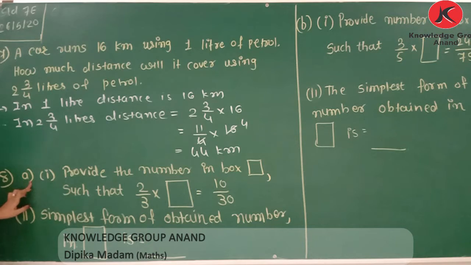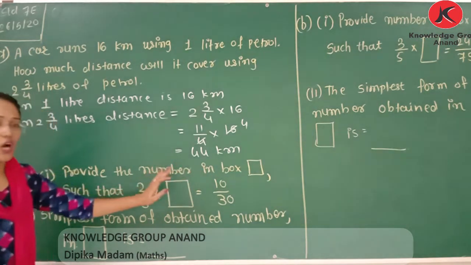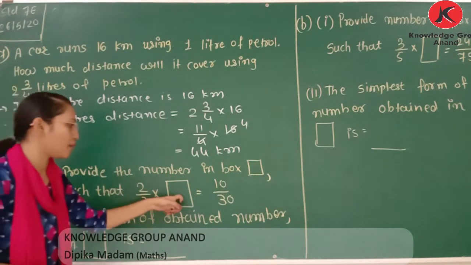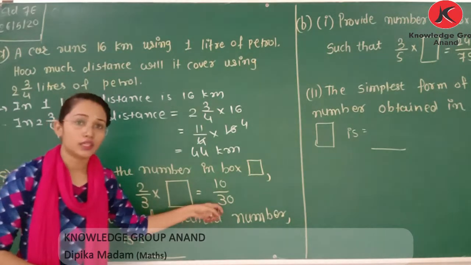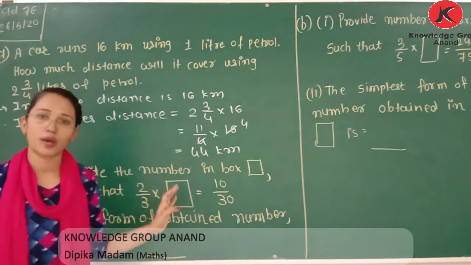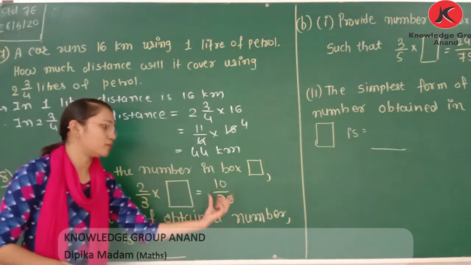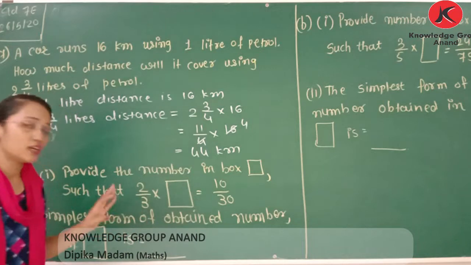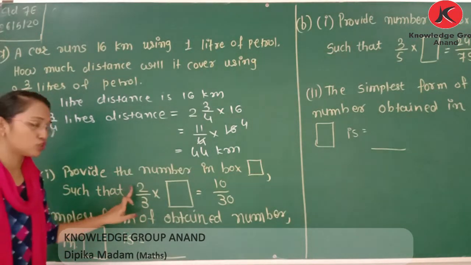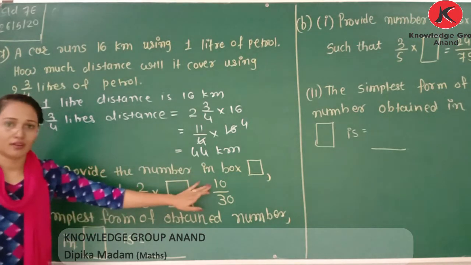In that A part, first, provide the number in a box, such that 2/3 multiplied by box is equal to 10/30. We already saw this kind of example in 6th standard in the chapter fractions. Okay? Here we have to write such a number that the answer is 10/30. So for that what we have to do? We need to find the number with which we multiply 2 to get 10, that is 5.